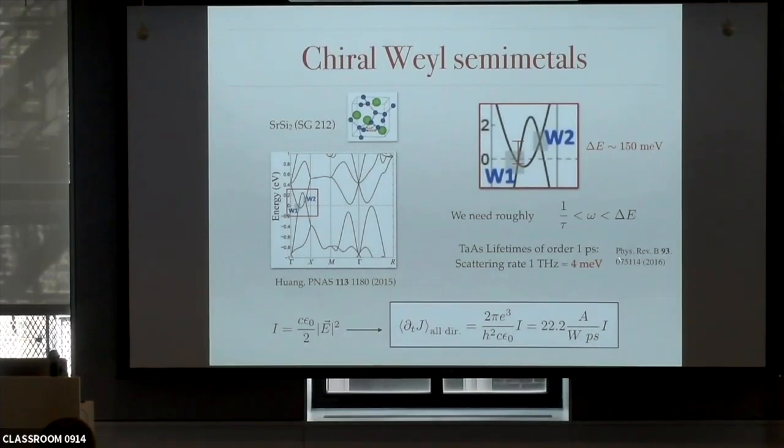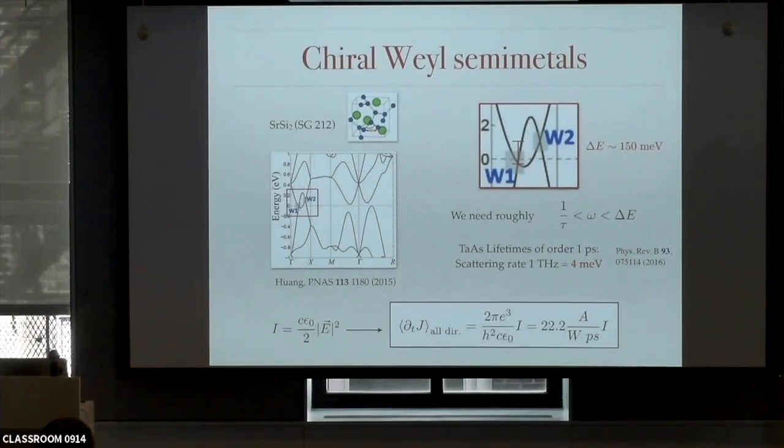If you put numbers in, I'm taking lifetimes from tantalum arsenide from this paper, but this is a big issue because you really need to know what tau is. But if you have a scattering rate of 4 millielectron volts, between 4 and 150, you should have a window where you can measure the effect.